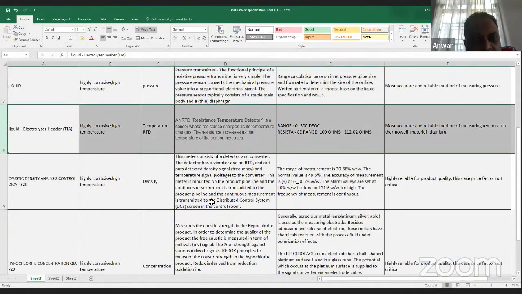Okay, I shall continue with the next instrumentation that we installed, in the electrolyzer header. This instrumentation is basically to measure the stream that we call brine, which has traces of chlorine in the stream. It is basically dissolved chlorine in the salt water after the electrolysis process.